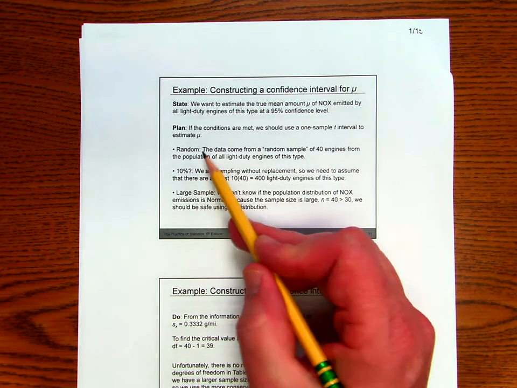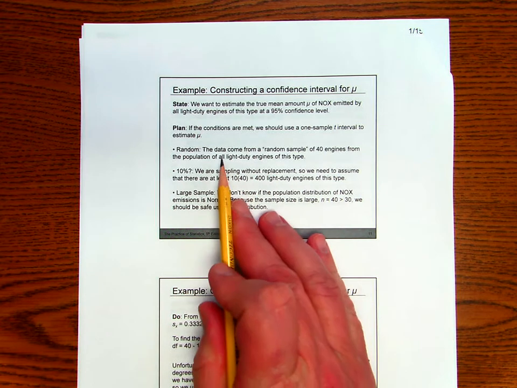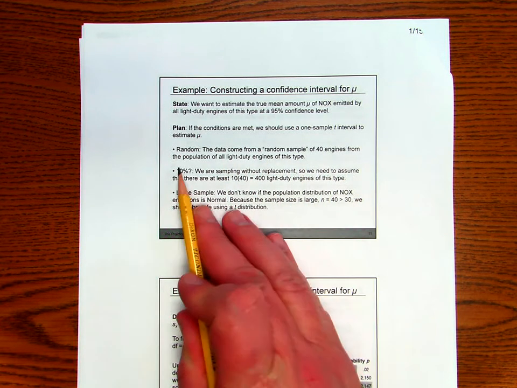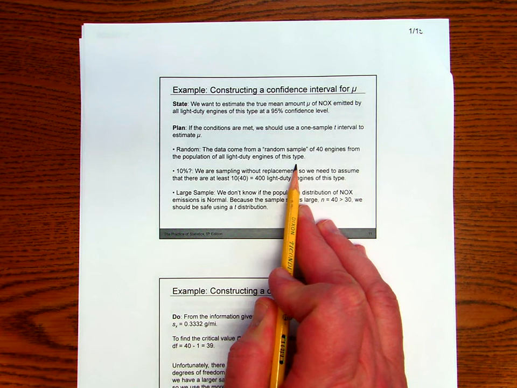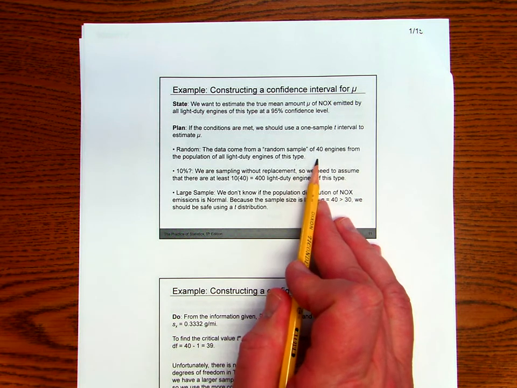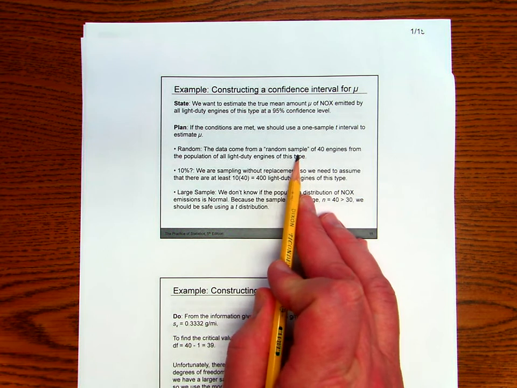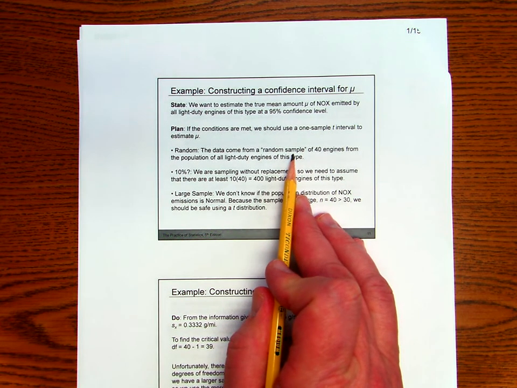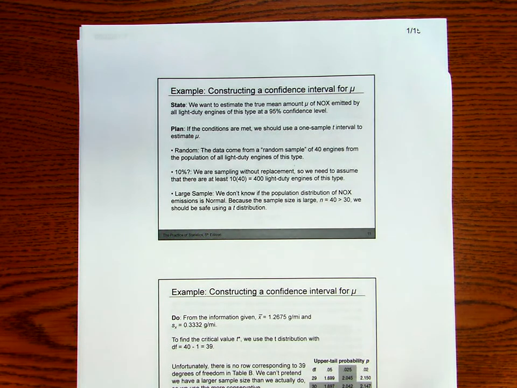Okay, so our three conditions: the random, the 10%, large sample. Okay, the data comes from a random sample of 40 engines from the population of all light-duty engines of this type. Okay, things to be careful with here. If there is a specific descriptor in terms of what type of sample it is, make sure that you include it. For example, don't say something is a simple random sample if you don't say for sure. And then try to use wording that most closely matches the wording in the problem.